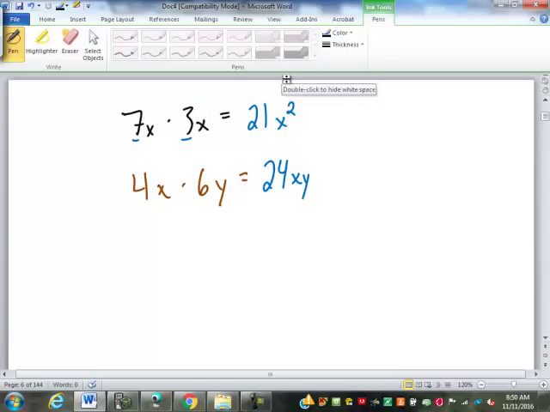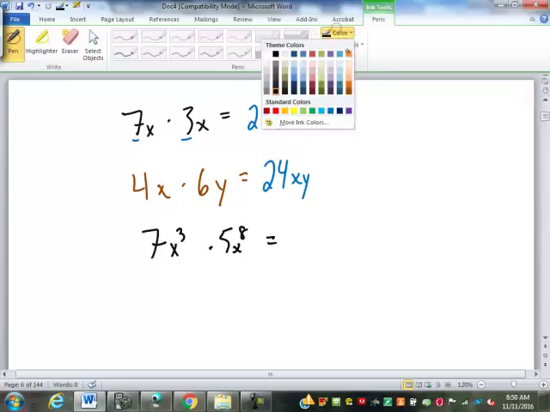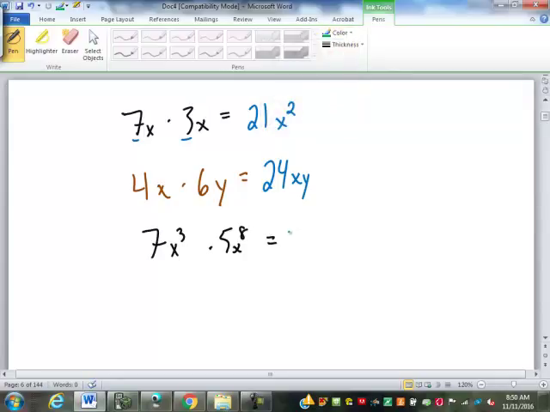Now, one of the reasons why we did our work with our powers of 10s here is, let's say we have 7x to the third times 5x to the eighth. We're still going to multiply the counts. 7 times 5 is 35. X to the third times x to the eighth, x to the 11.